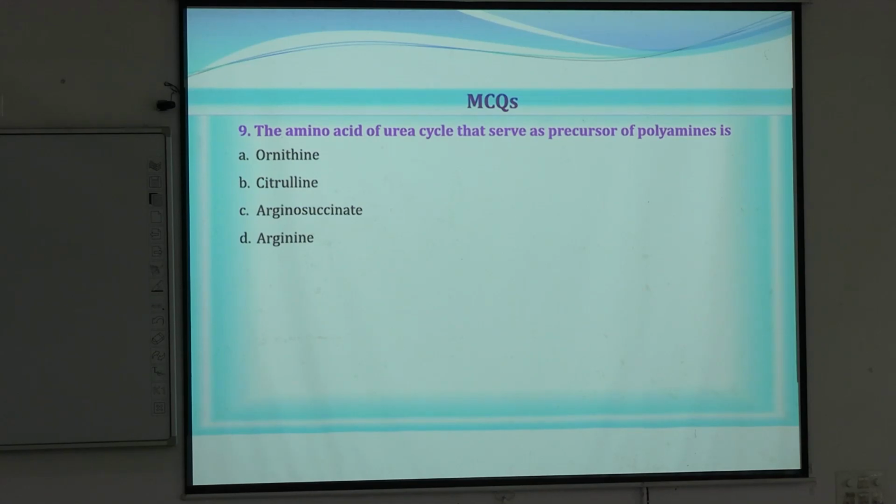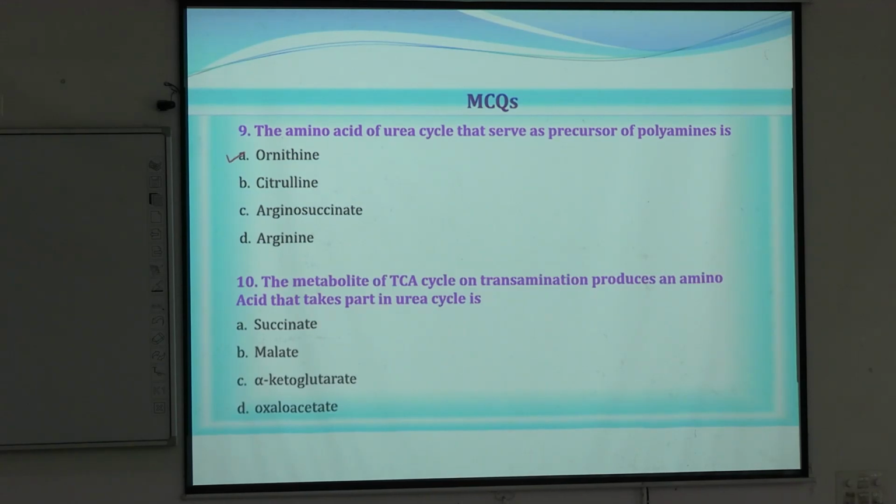Ornithine. Okay, arginine is a precursor of creatine. Okay, the last MCQ, that is metabolite of TCA cycle on transamination that produces an amino acid that takes part in urea cycle.